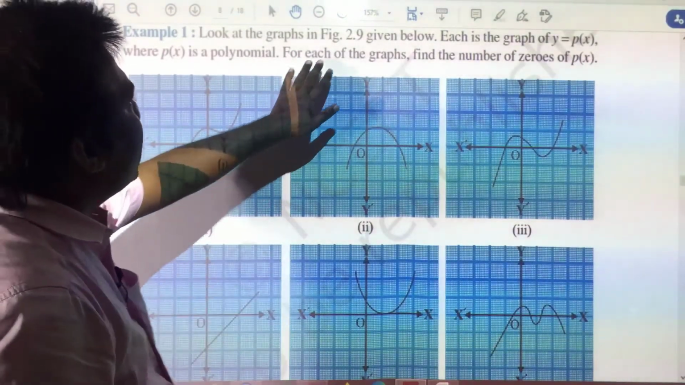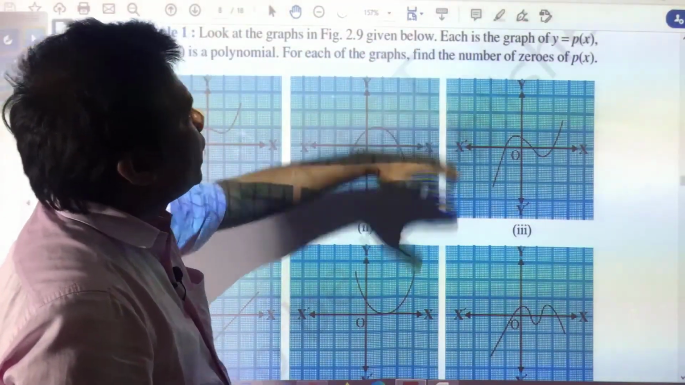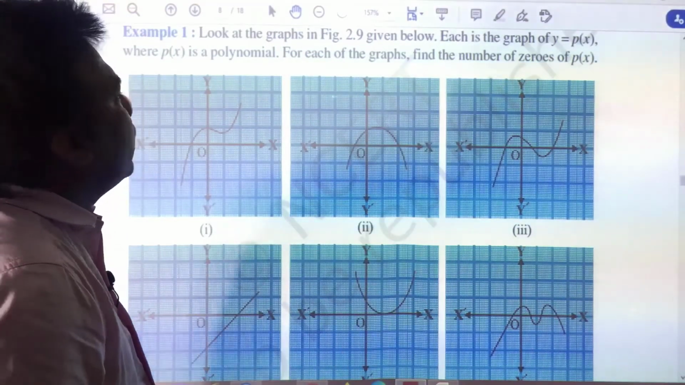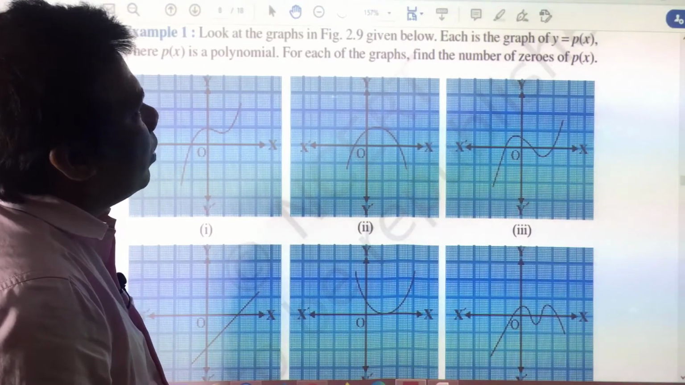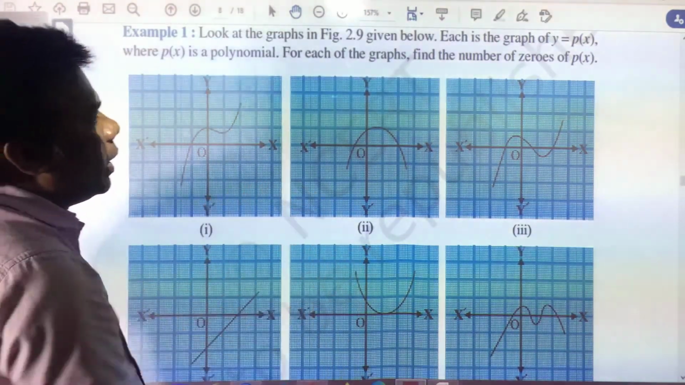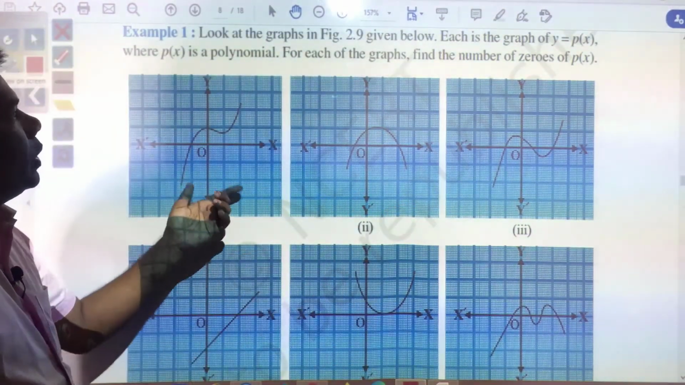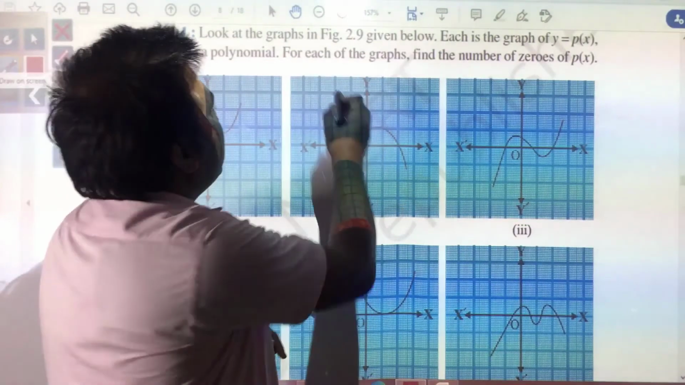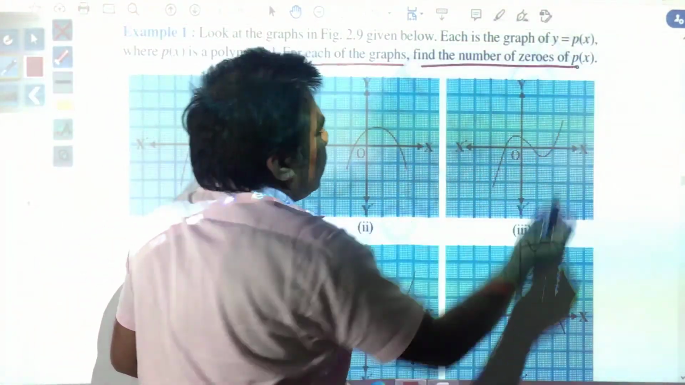Look at the graphs in the example given, figure 2.9 below. Each is the graph of y equals p(x), where p(x) is a polynomial. For each graph, find the number of zeros of p(x). So, by seeing the figure itself, you should be able to know how many zeros it will have, and this is very important. This type of question comes in the exam: find the number of zeros of p(x).